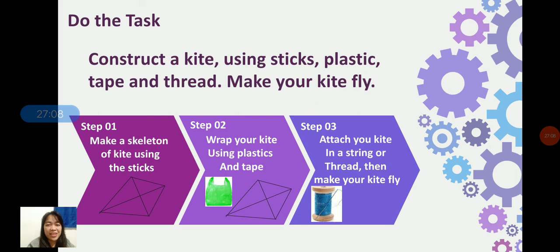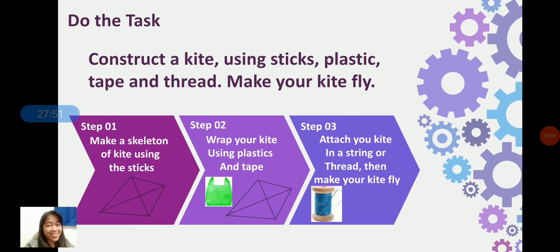Now, let's do some tasks. We all know that triangle congruence can be used in constructing different structures. Now, for your task, I want you to make a kite. You are going to construct a kite using sticks, plastic, tape, and thread. And lastly, I want to see your kite flying. So here are the steps. If you find my video too fast, you can replay my video, okay?